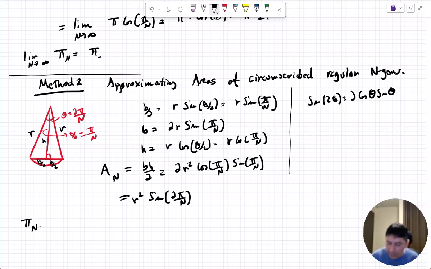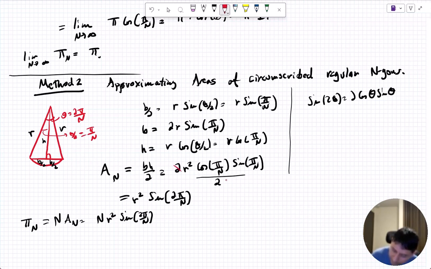of the nth circumscribed regular n-gon is going to be capital N times AN, which is equal to N r squared sine of 2 pi over capital N. And I think I have made a mistake somewhere. Maybe I haven't. Oh, divided by 2. That's what I did. I forgot to do the divided by 2 part. So the 2's cancel.